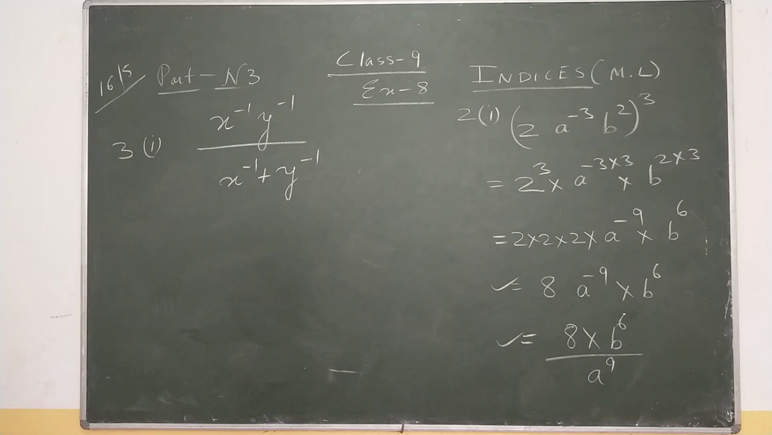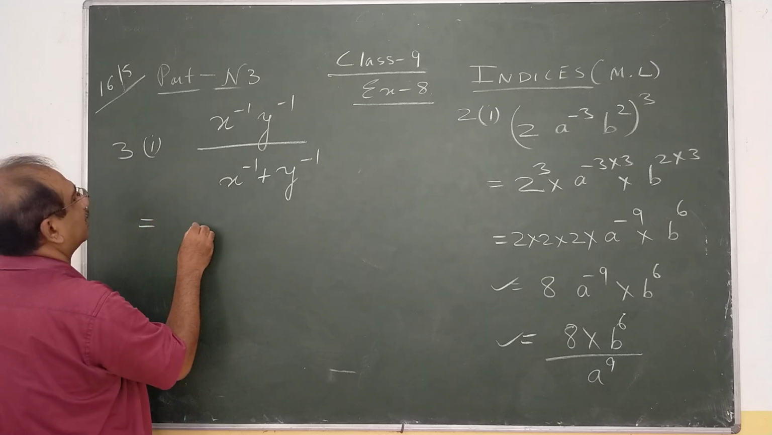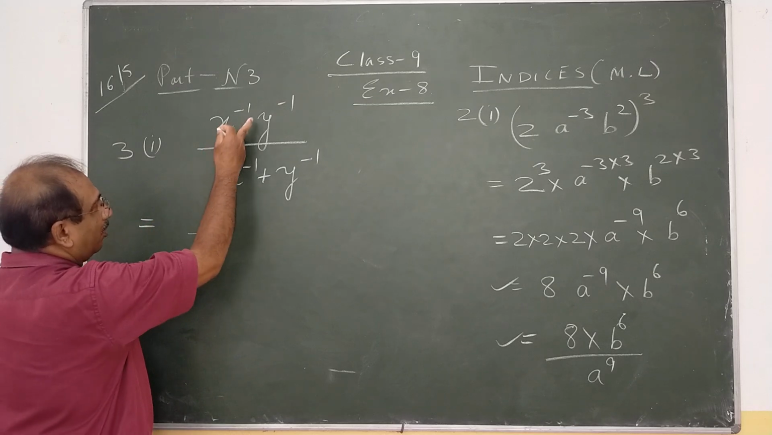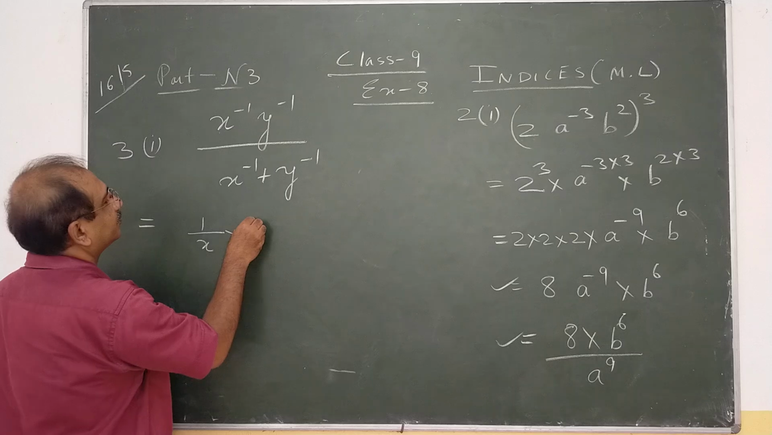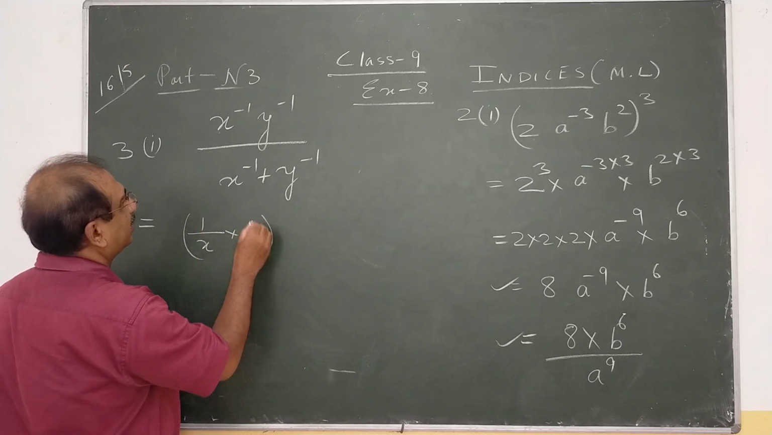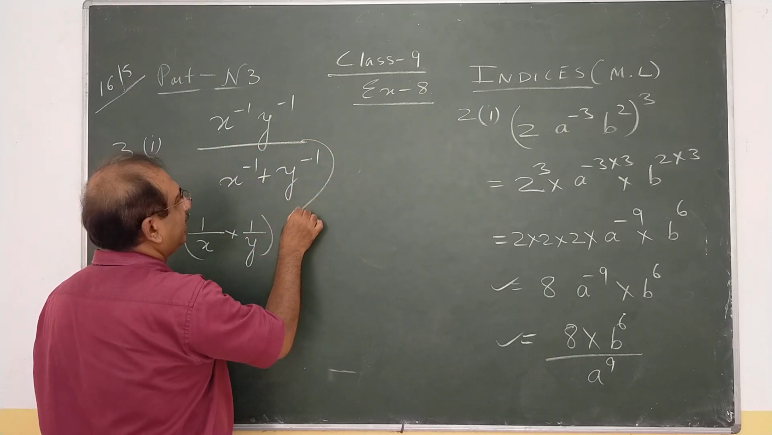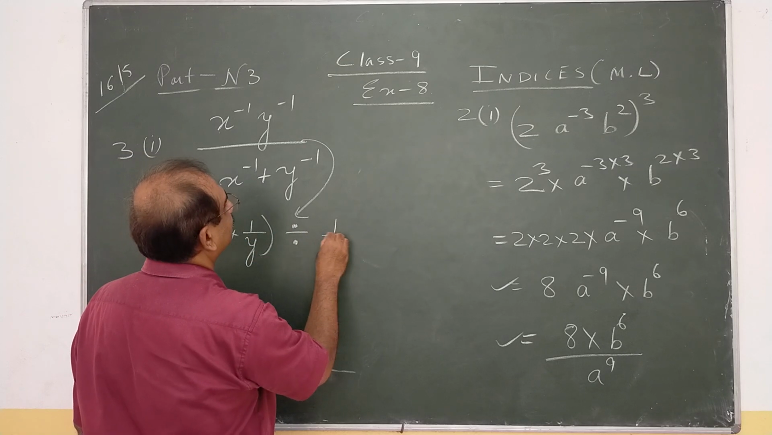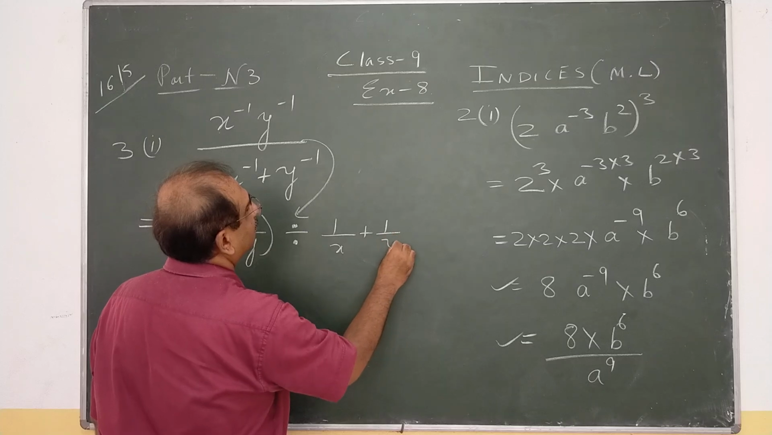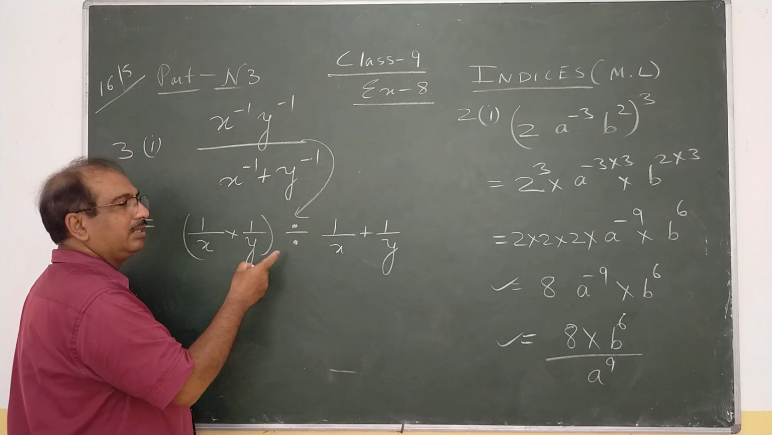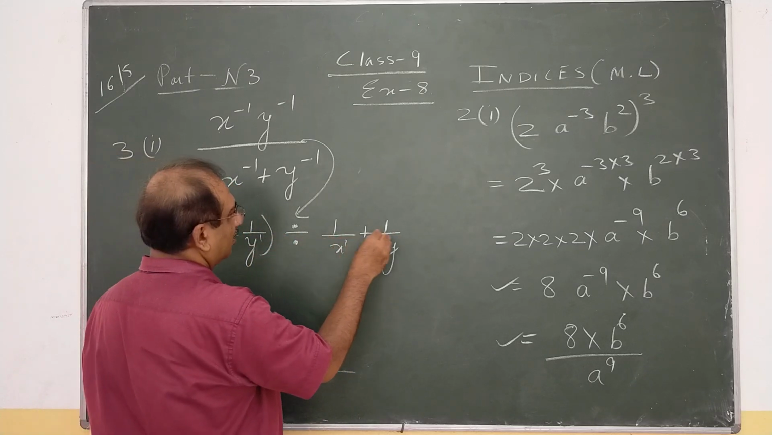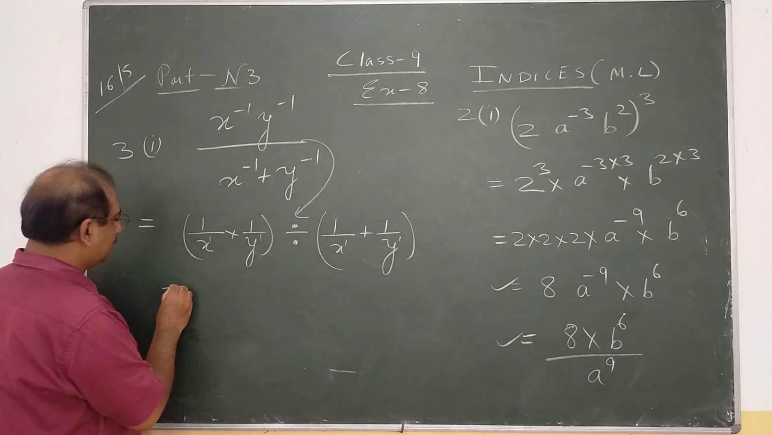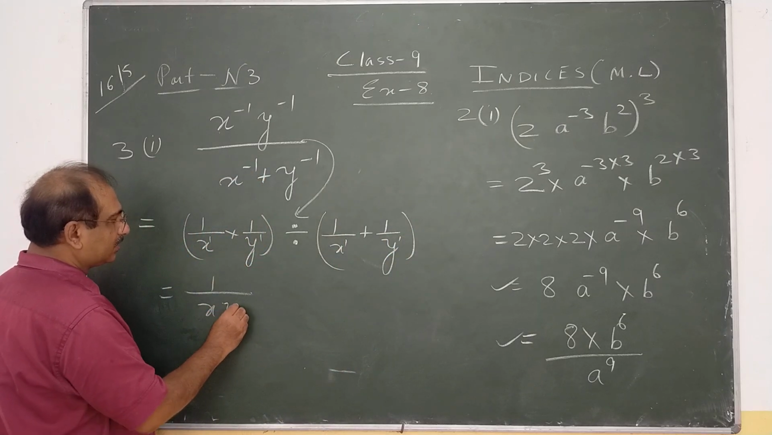Okay, the book is giving the first answer, then I'll do 3 part 1. So here, children, how to solve? I'll tell you the trick. A power of minus 1 means it goes down. Okay, so this is my numerator, and the denominator, children, you write like this as division. Okay, and this is 1 by x plus 1 by y. Power 1 means the same thing. I am not writing the 1. Okay, you may write. Now see children, this is into 1 by xy.